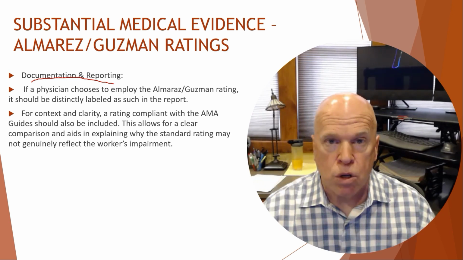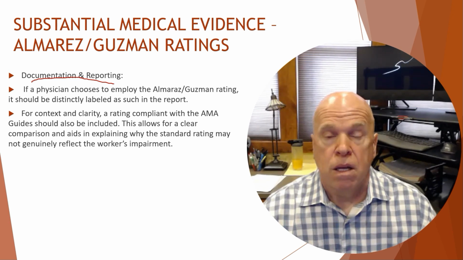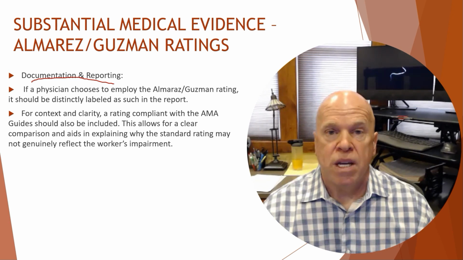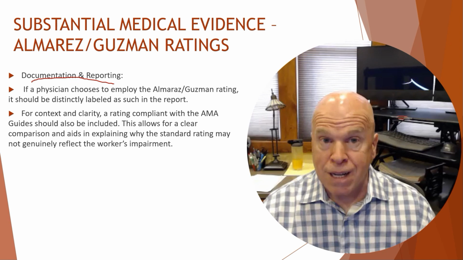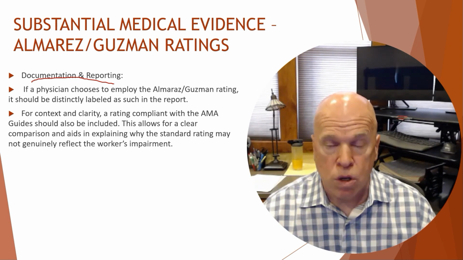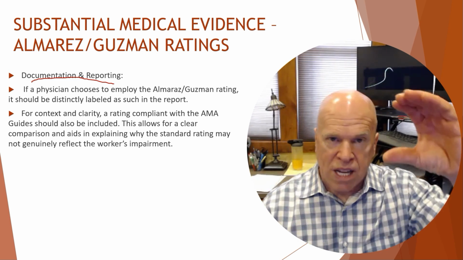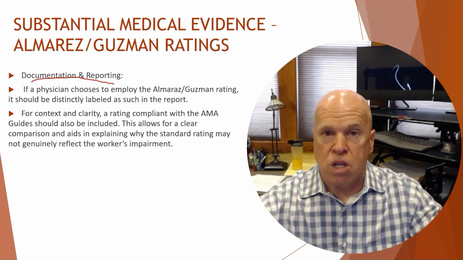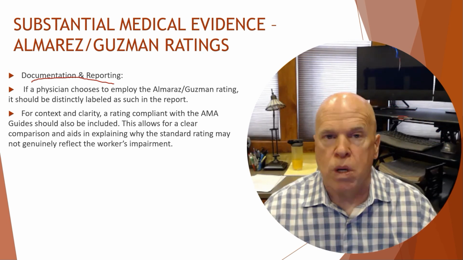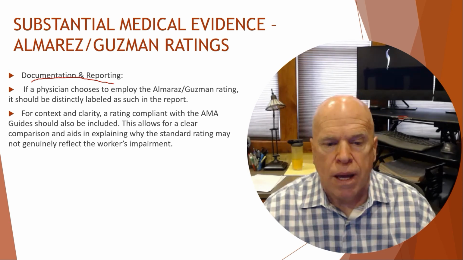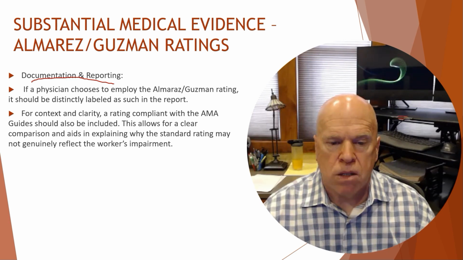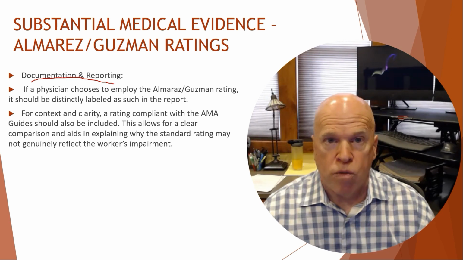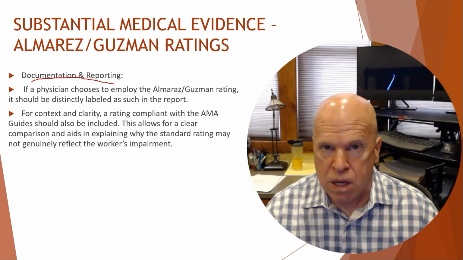Never simply provide an alternative impairment rating without first providing the strict impairment rating to indicate to the parties that you know what the strict impairment rating is, and you're electing and choosing to provide an alternative impairment rating by employing your clinical expertise and judgment, and set it out in your report in such a way that the parties can see that you actually know what you're doing. This allows for a clear comparison and aids in explaining why the standard rating may not genuinely reflect the injured worker's impairment.